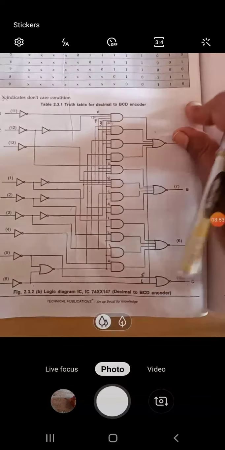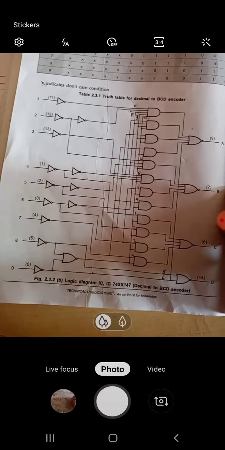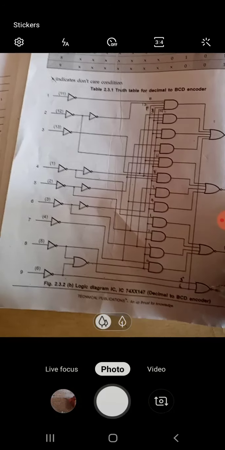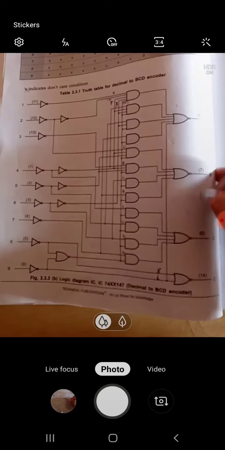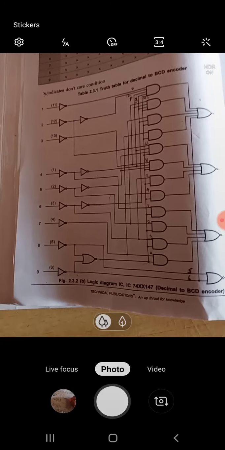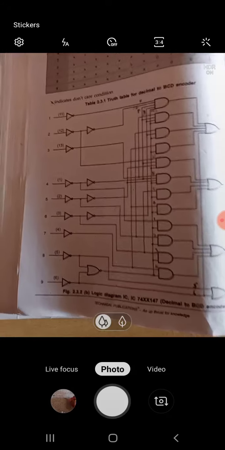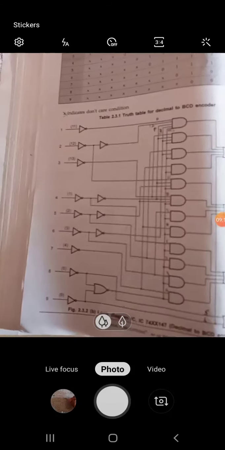As you can see, this is the logical diagram of the BCD encoder which you have. 7411, 74XX, 147. So A over here, B, C and D. Okay, just have a view, no need to go into detail about this. So this is the first part, that is your BCD decimal to BCD decoder.